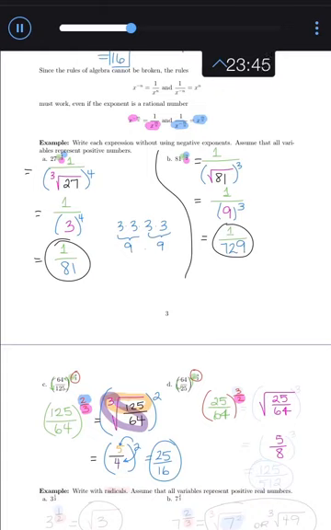Well, then the last thing I have to worry about is the 3 on top, which tells me I need to actually cube that entire fraction, whatever I'm getting for my answer. Well, cubing an entire fraction means I need to cube the top and cube the bottom. Well, cubing 5 will get me 125, and cubing 8 will get me actually 512. That's already reduced, so that's my final answer.